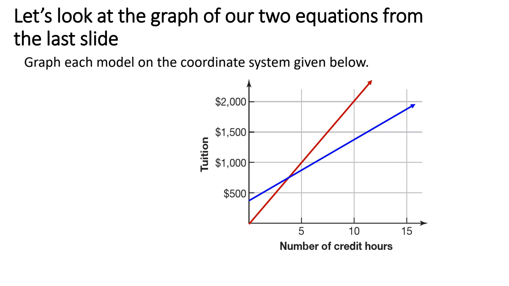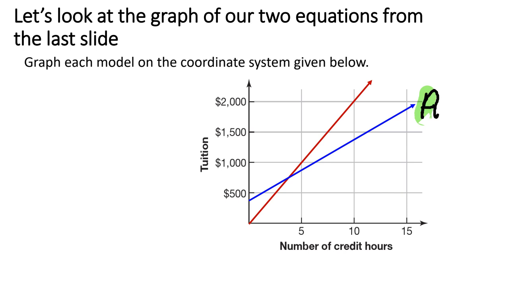Now, something that's not on the graph that you are going to need to know is that I have a red line and I have a blue line. But which college goes with the red line? Which college goes with the blue line? Well, college A is the blue line. This is my college A. The red line is college B.